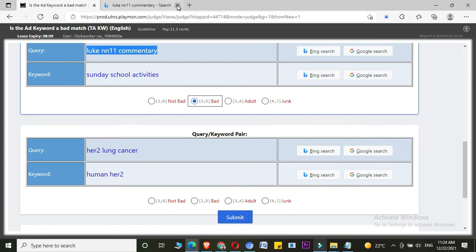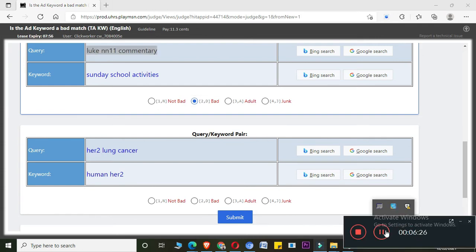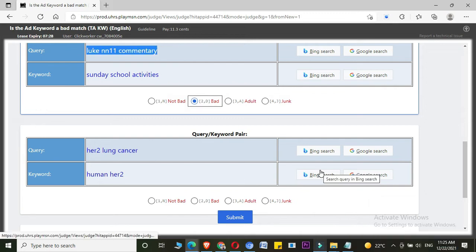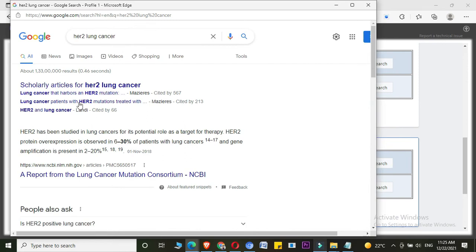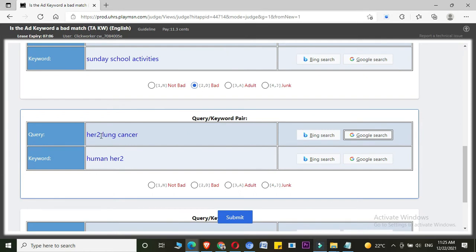So let's close this. HER2 lung cancer. Sorry guys, I got a cold and my throat is not good. So let's come back. HER2 lung cancer. It was about lung cancer here. We can see human HER2. What does this HER2 mean? Let's see if it means something. Just HER2.